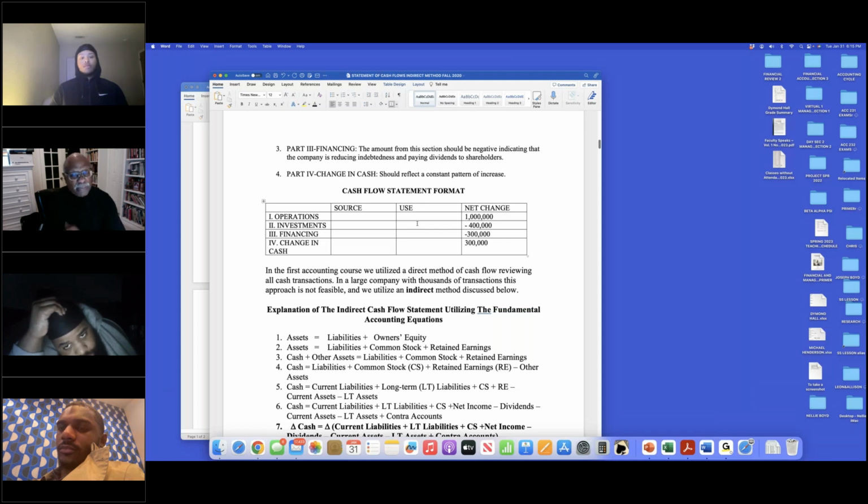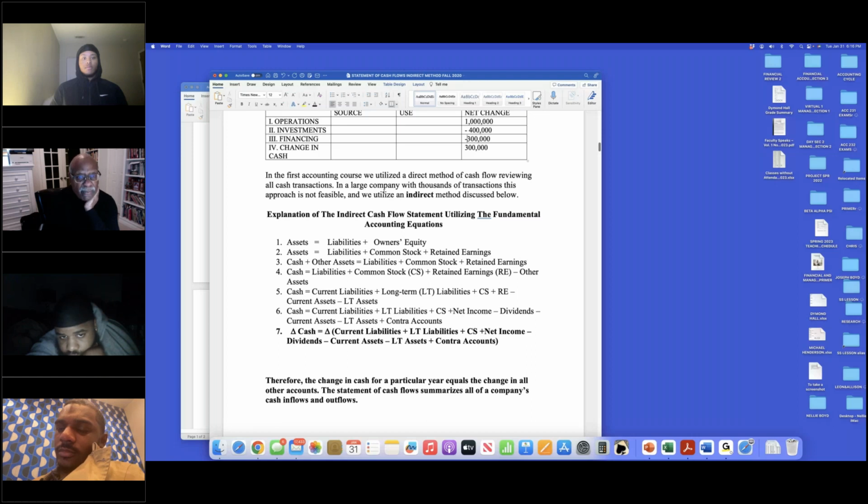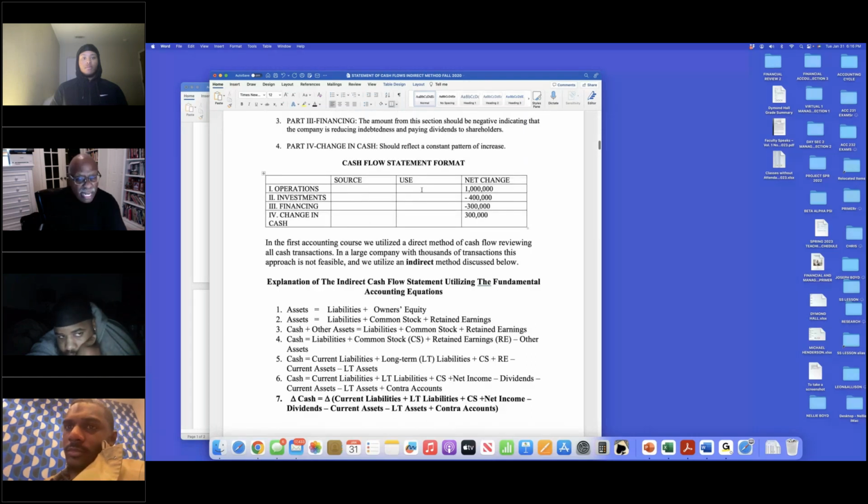So let's look at our chart again. If you get a student loan, what happens to your cash account? It increases. So if a current liability goes up, it's a source of cash. But what happens when you pay your student loan? What happens to your cash then? It goes down. So therefore, if the current liability increases, it's going to be in the source column. If it goes down, it's in the use column. So we're just looking at where they're going to go. We got a little template that's going to help us out eventually.